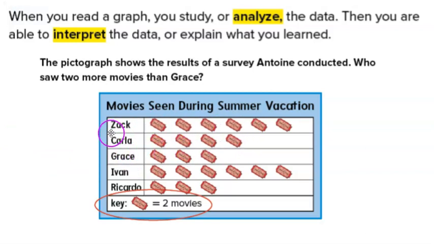Carla saw 8 movies. Do you see why it is super important to look at the key? If you don't look at the key, you would think that Zach only saw 6 movies, and that's not true. So it's super important that you pay attention to the key.